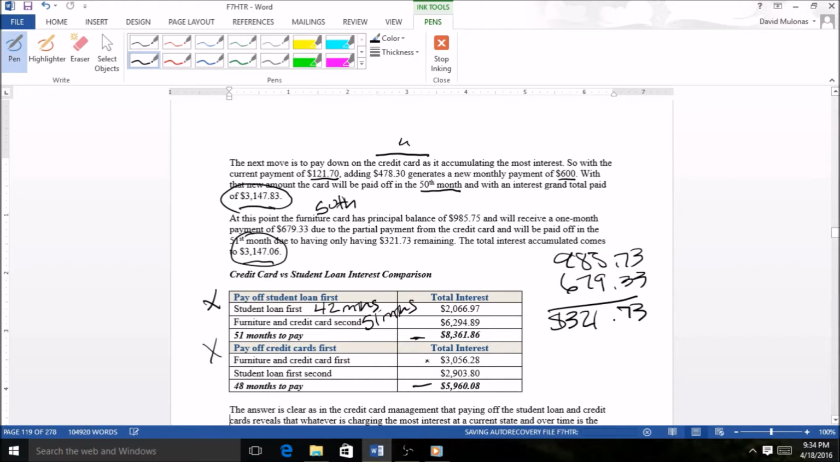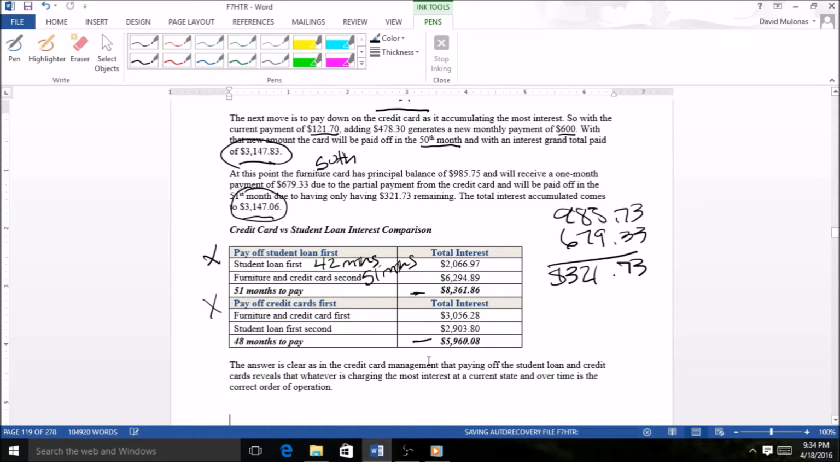And then we compare that to the exercise we did a few pages up, and we can see that that is $5,960.08. And it is clear that it's proving out that what we want to do is pay off the cards or the loans that are accumulating the most interest. There's just no other way to go about it in terms of simple math, simple way of saying to put more money in your pocket and not someone else's, which is our motto.